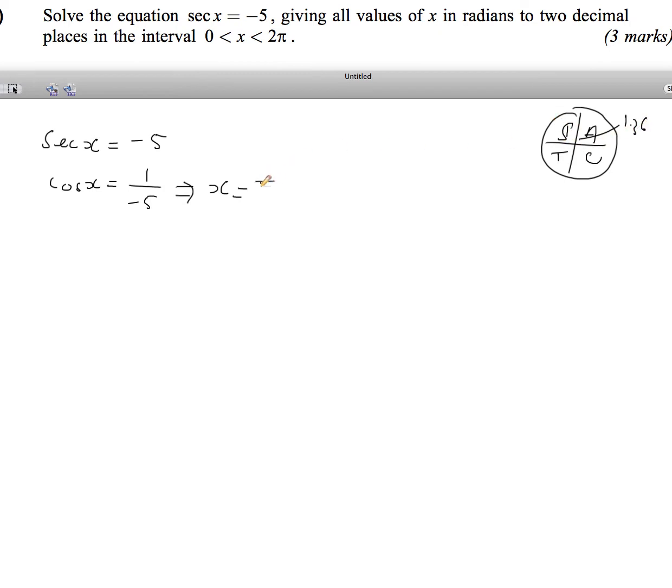In fact, it's going to be pi minus 1.369, or it's the angle here, which is pi plus 1.369. So x is equal to 1.7721 or 4.511. They want it to 2 decimal places, so it's 1.77 and 4.51.